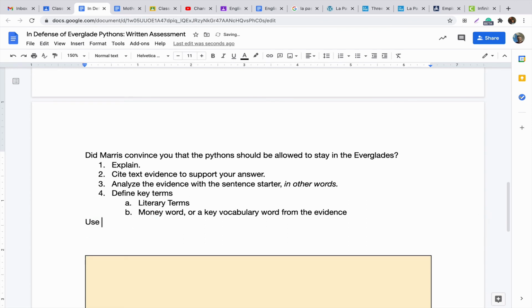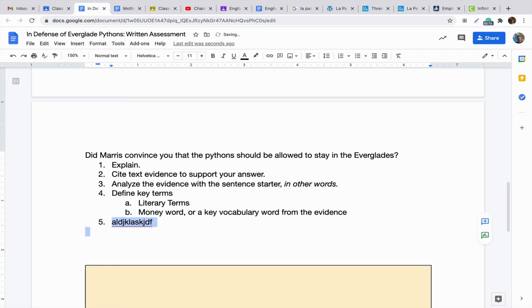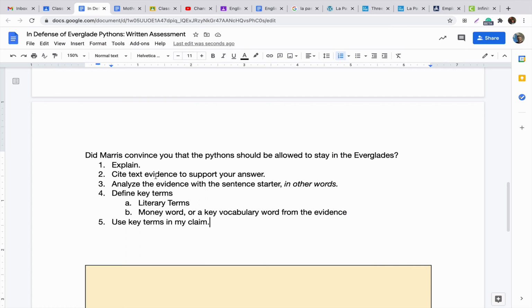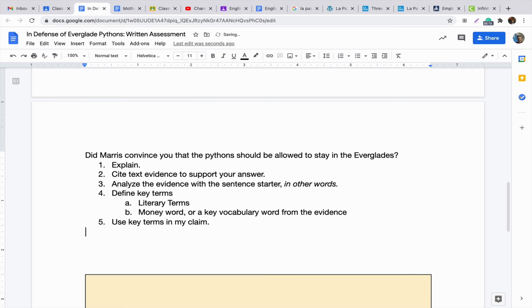So I can use key terms in my claim. And evidence is the purpose. You're going to use a direct quote from the text, and we're looking for the best direct quote. Do I have that? I have cite evidence already, so that's fine.